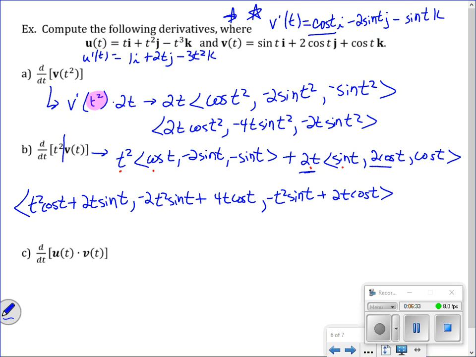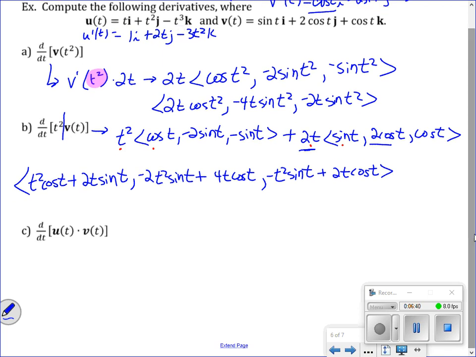All right, so finally the last one, letter C. This is the dot product rule. With this one right here, now you could also dot them to begin with and then do the derivative of that. But oftentimes it'd be kind of gross to dot them to begin with, but here we go. So I'm going to do u prime of t dotted with v of t, plus u of t dotted with v prime of t. You could switch the order if you want, but I'm just going to do them this way.